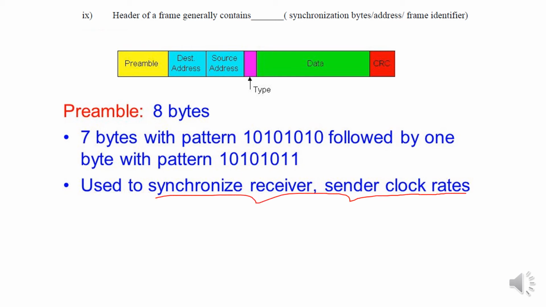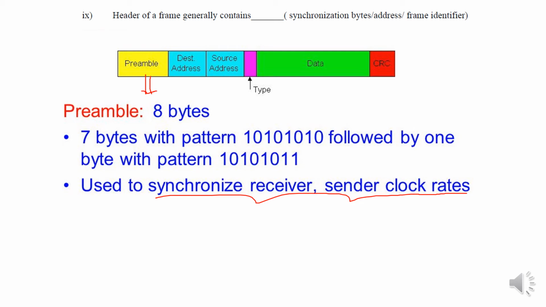sender clock rate, because after this the physical layer is there. So the data link layers are connected to one another, the sender side and the receiver side, and they need to synchronize their clocks. That synchronization-related data bit pattern is provided in the data frame header, in the preamble section. And what other things are there? Other things are the destination address, source address, and the type, that is the frame identifier.